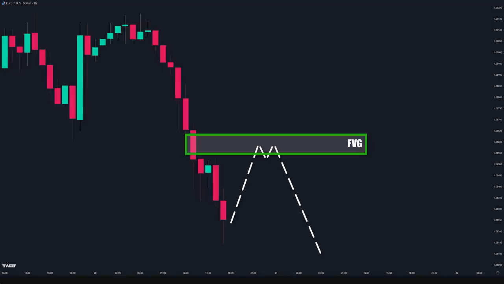So first, wait to see if the price corrects back into the zone. Then zoom into a lower time frame to find confirmation and execute the trade. Since the analysis time frame is 1 hour, we can use either the 15-minute or 5-minute chart for execution. But for now, let's zoom into the 5-minute chart for more detail.